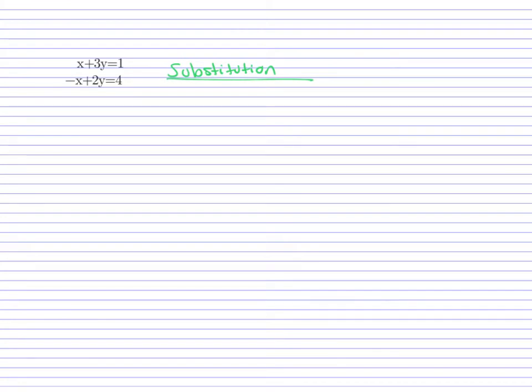What you want to do is solve for one variable in one of the equations and plug it into the other. I'm going to choose the first equation, and solve that for x. So x plus 3y is equal to 1. It doesn't matter what variable you solve for, but since x already has a coefficient of 1, it just makes it easier. So I'm going to subtract 3y from both sides to get x equals 1 minus 3y.